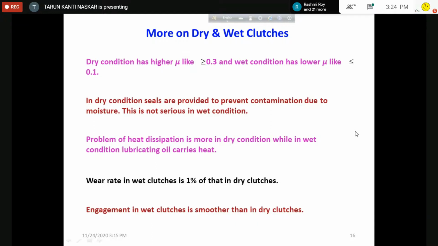So these are very simple things. This slide is okay. Is it okay? Sir, in dry clutches also the friction is there. Then there will also be the case of heat generation. Then what is done there to reduce this?